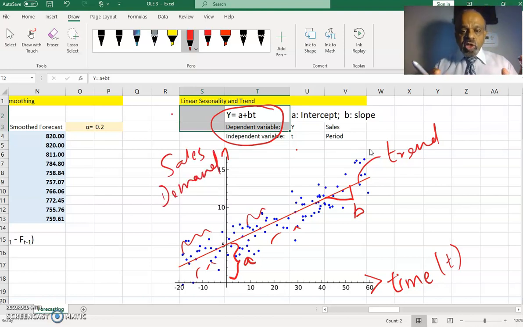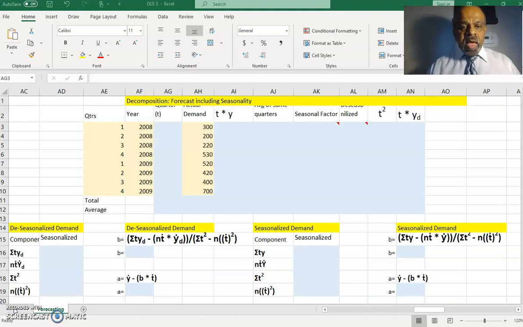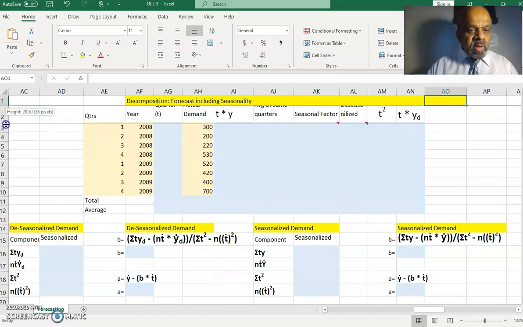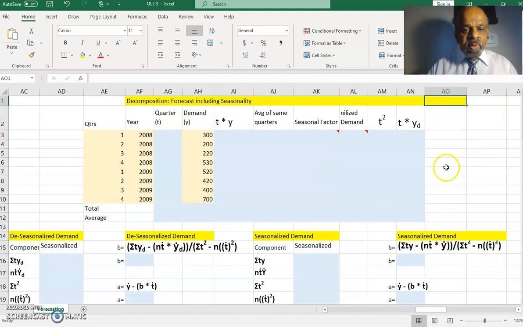Okay, so this is the trend line and this is the seasonality line that we are going to look at when we are talking about linear seasonality and trend. So we're going to be pretty much using linear lines, and we're going to use this linear line for our demand in the next case that I'm going to talk about. This is a case where we have what is called decomposition and forecast.